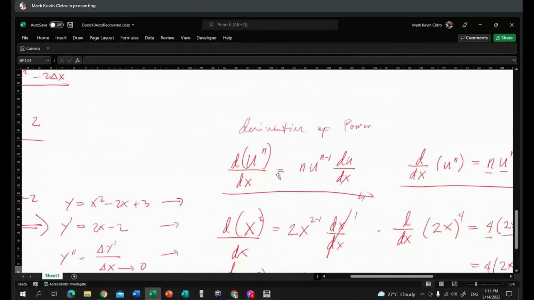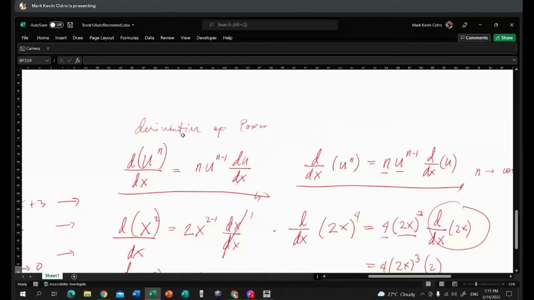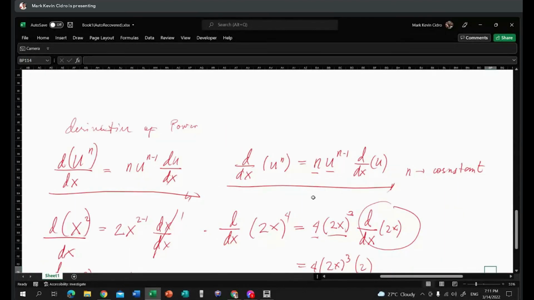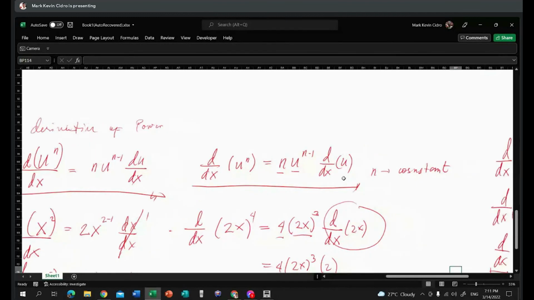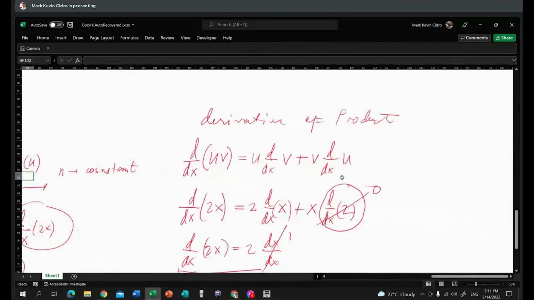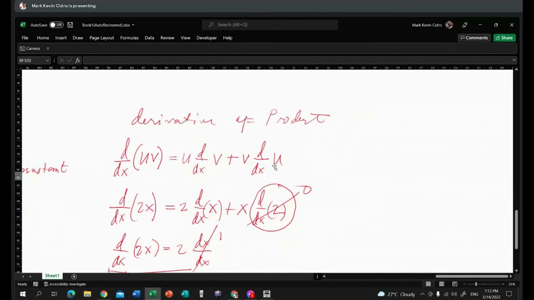Let's go back to the formula that was given. The derivative of power, take note, your n should be constant. Okay? Then, the derivative of product, is there also a restriction for the derivative of product? None, right? Even with three factors, you can, for example, just combine the first two as one factor and the third one as the second factor.